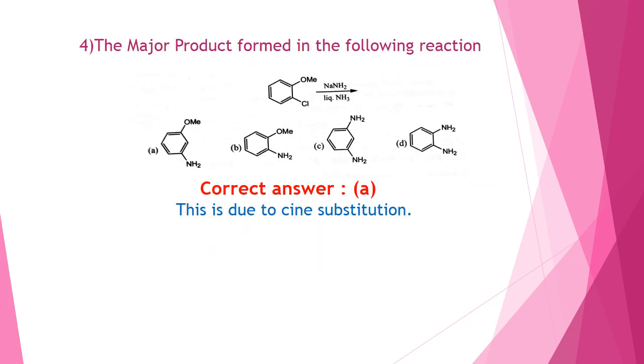Question number 4. The major product formed in the following reaction. Here, ortho-chloroanisole is treated with NaNH2 in liquid ammonia. You can expect 2 types of product, one due to ipso substitution and another due to cine substitution. Due to steric hindrance, the ipso substitution is not possible. Therefore, the correct answer for this question is A. This is due to the cine substitution.